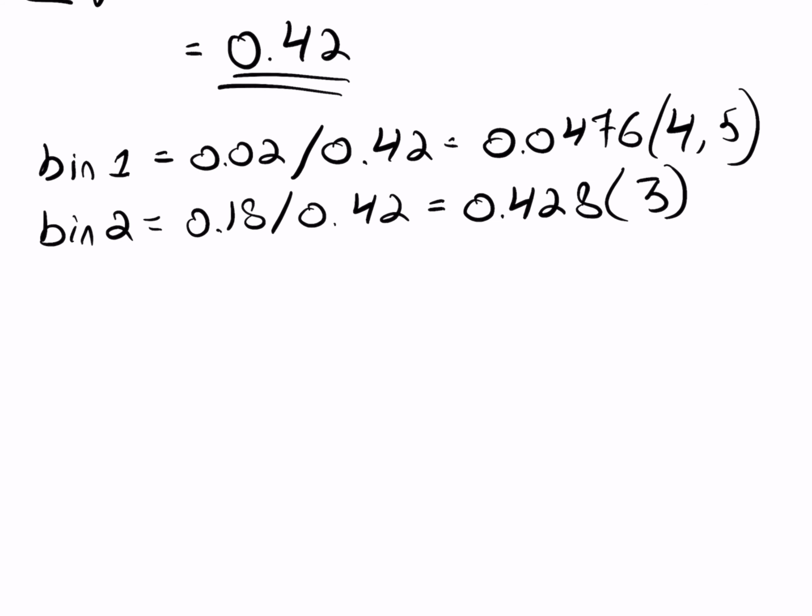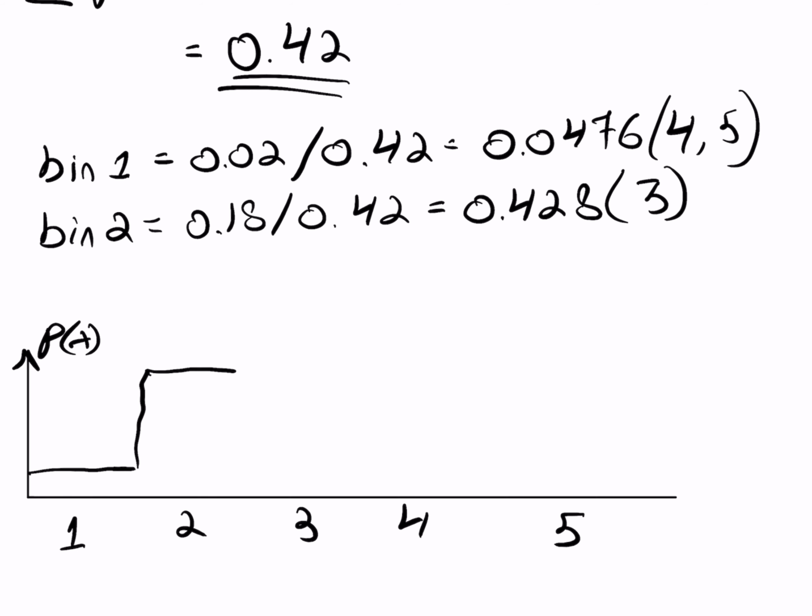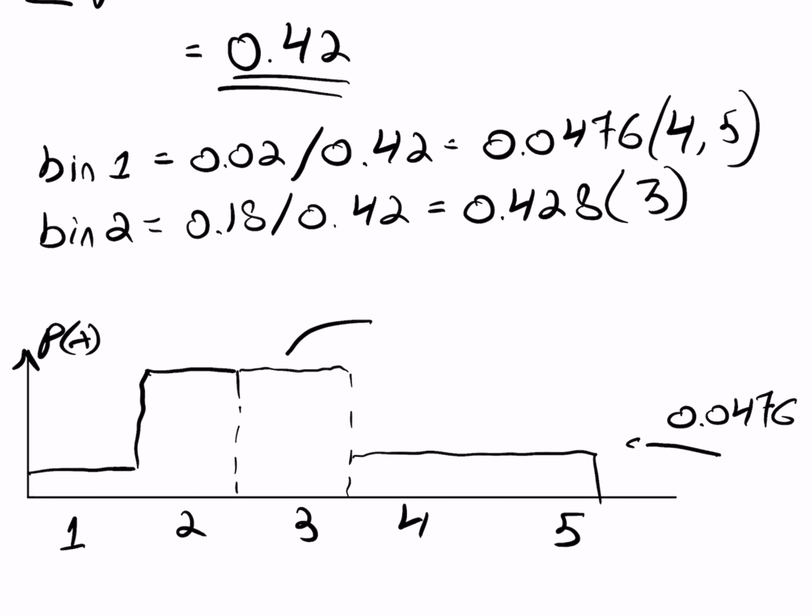So, if the sensor felt green with 90% accuracy, what will the new histogram look like? We can draw it, and it will look something like this. Over here, we have 0.0476. Bin 2 is 0.428. Bin 3 is exactly the same. And bin 4 and 5 are also 0.0476. And everything adds to 1.